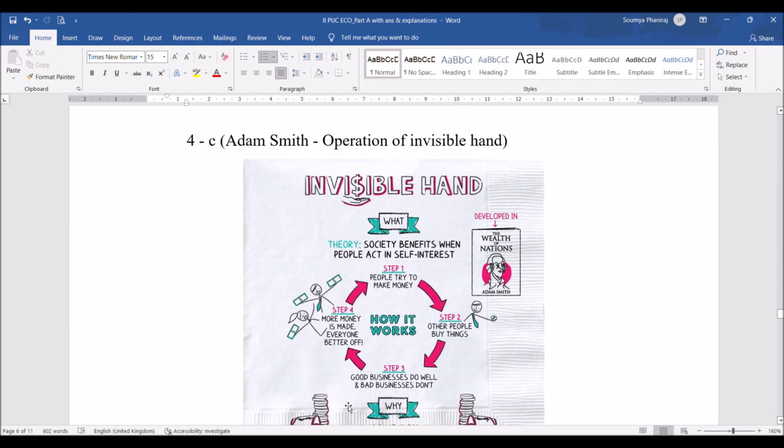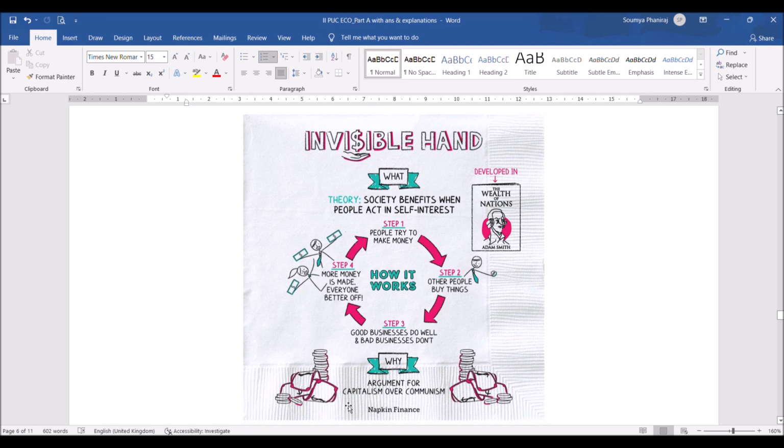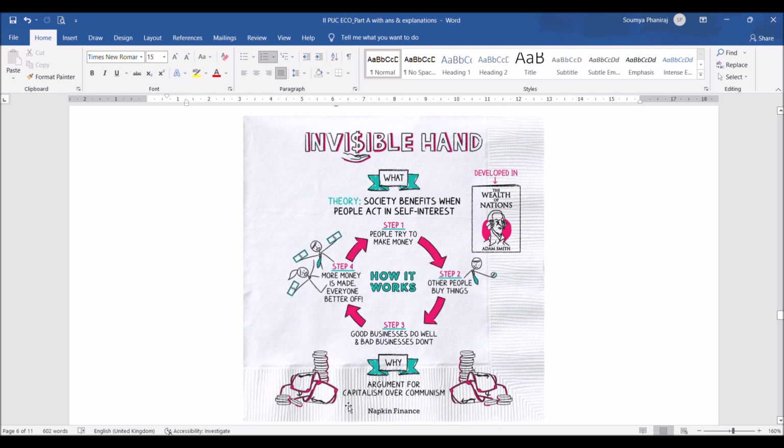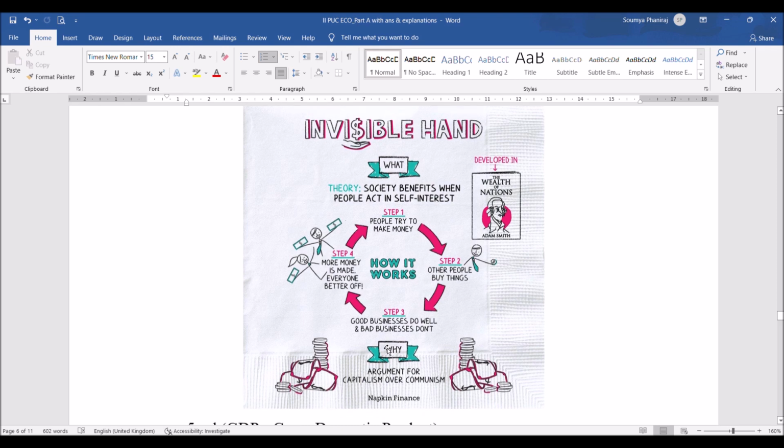The fourth option in the match the following is Adam Smith, and the answer is operation of invisible hand. So this is a picture of an invisible hand theory. Basically this theory says that a society benefits when people act in self-interest. So how it works is explained. This was developed by Adam Smith in The Wealth of Nations.